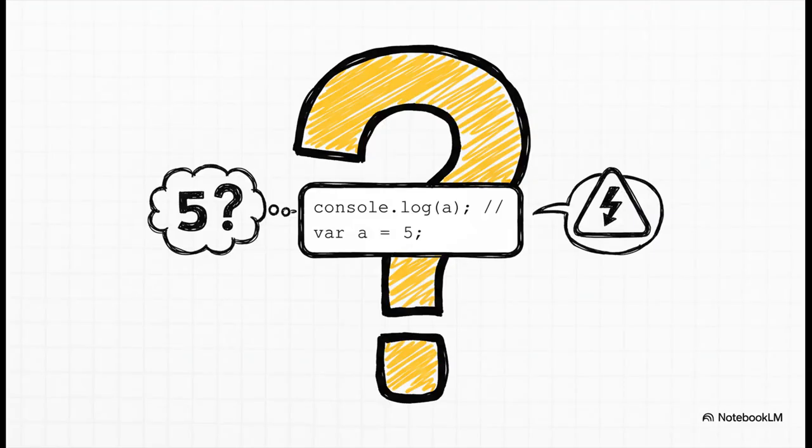All right, puzzle time. Look at this. We're trying to log a variable called myvar before we declare it and give it a value of 5. So what do you think is going to happen? Are we going to see the number 5, or is the code just going to explode?